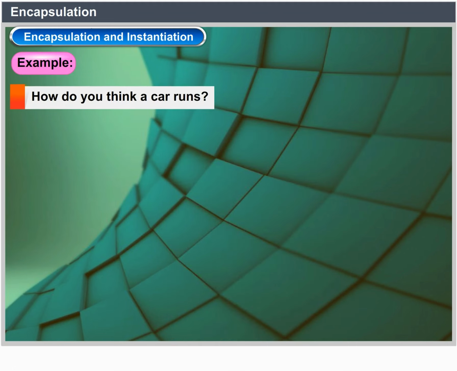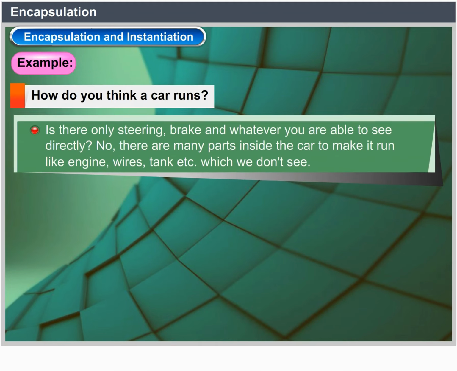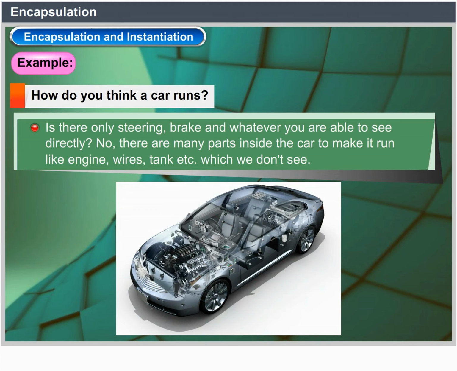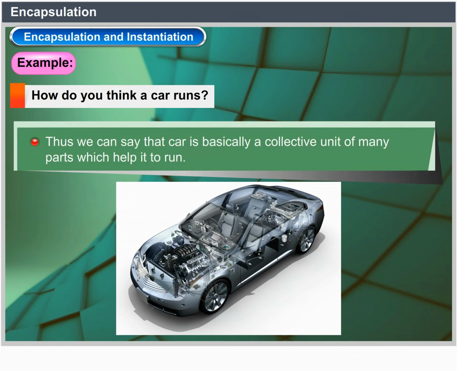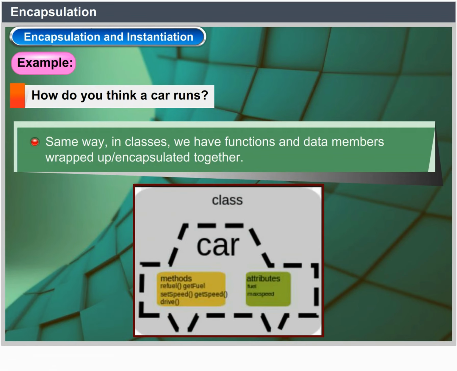For example, how do you think a car runs? Is there only steering, brake and whatever you are able to see directly? No, there are many parts inside the car to make it run, like engine, wires, tank, etc., which we don't see. Thus, we can say that a car is basically a collective unit of many parts which help it to run. In the same way, in classes, we have functions and data members wrapped up or encapsulated together.